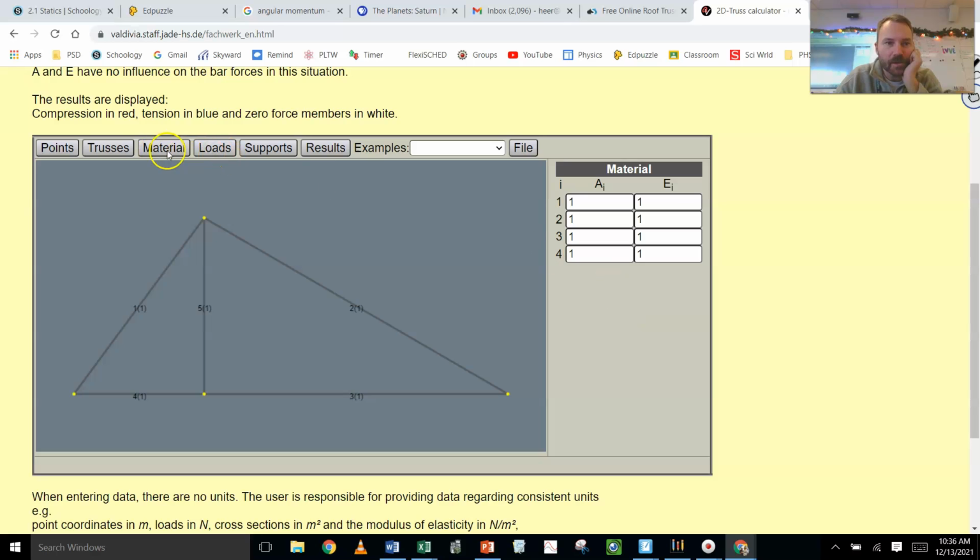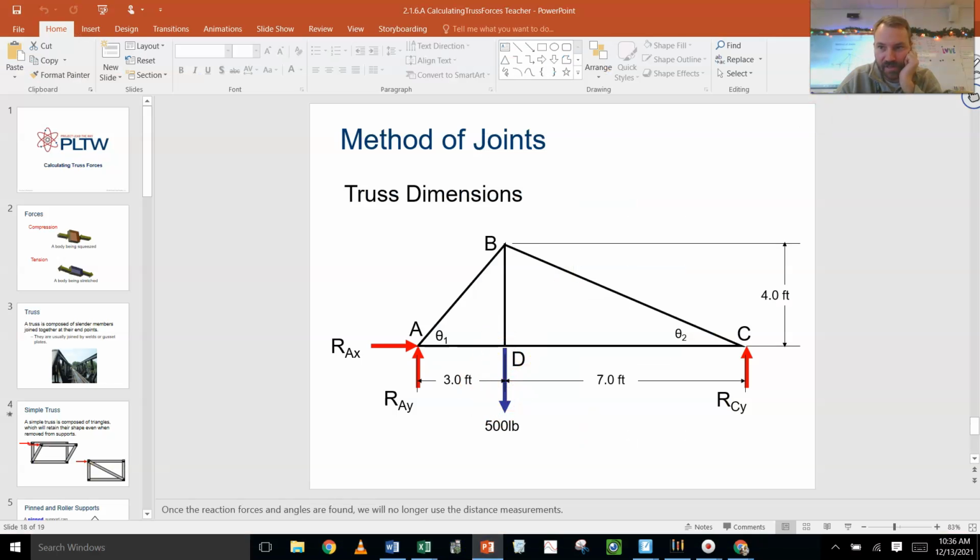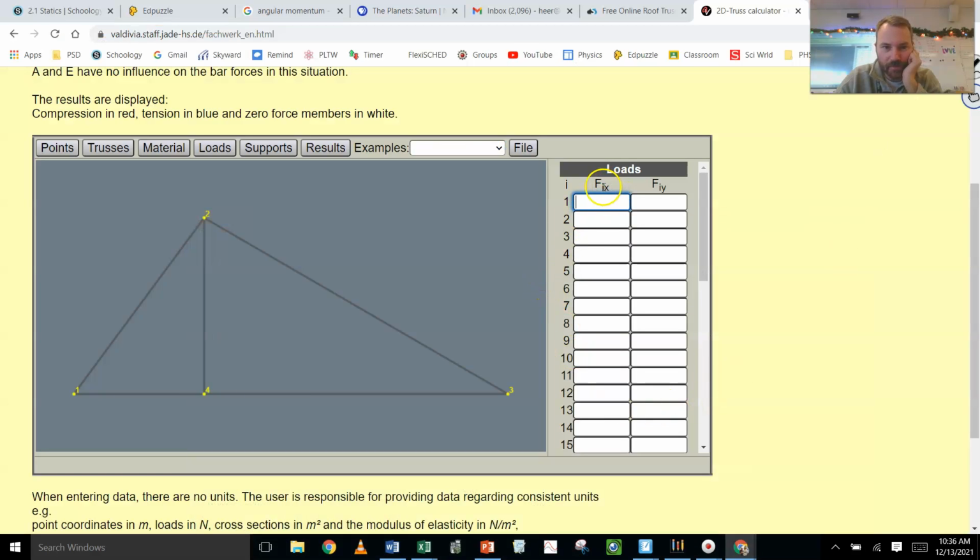We have to go to a load, and on this example problem, I think that there was a load right here at D, pulling down at 500. So I'm going to have to go down here to the number 4. You see number 4, and the force in the X direction was 0. It wasn't pulling left and right, but it was pulling down at 500. So I type in negative 500, and you'll see the force pop in. If you wanted to put a force at 3, you would do it here, X and Y. If there was a force at the top, you'd put it here in number 2 on your individual members.